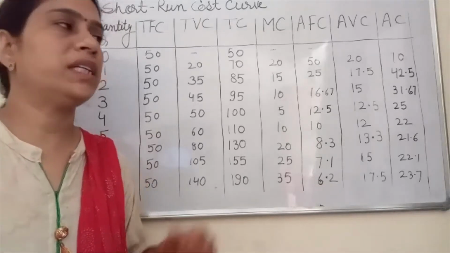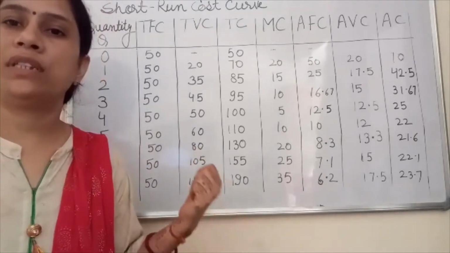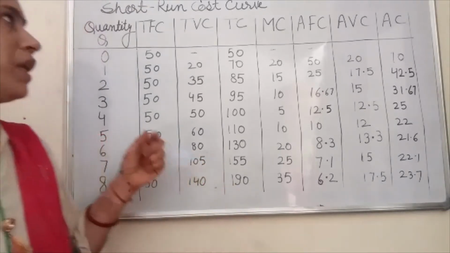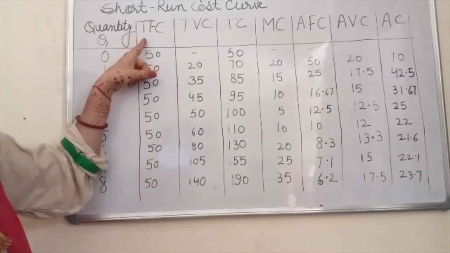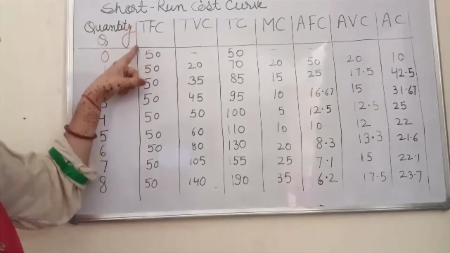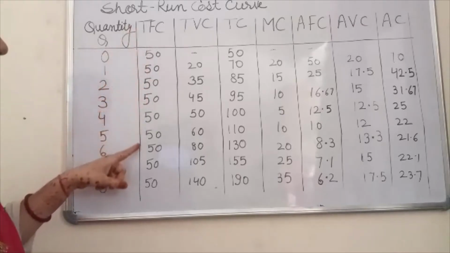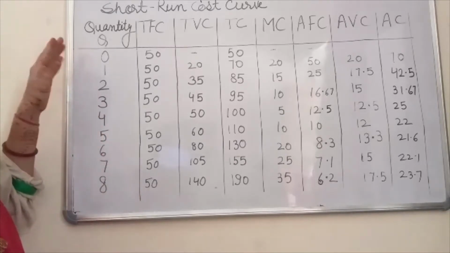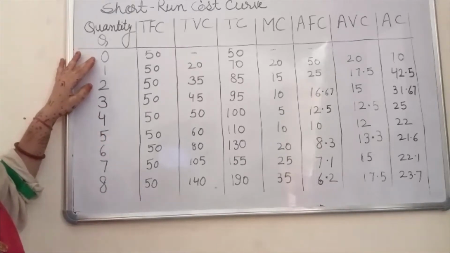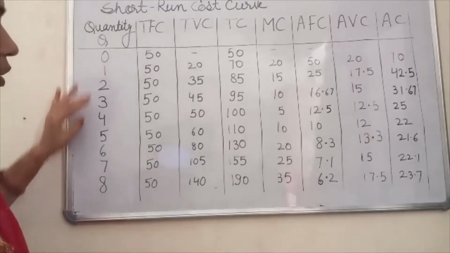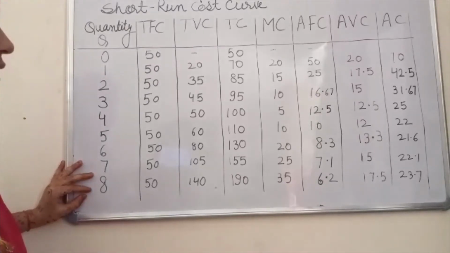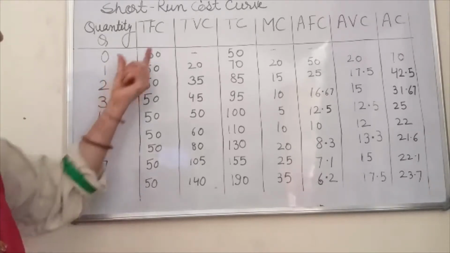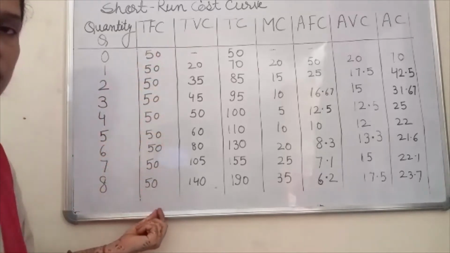So first of all, there is a schedule. As you are able to see, we will understand these concepts with help of table. First we will see total fixed cost. As you are able to see, on different production levels the total fixed cost remains constant. Whether the production level is 0 or 8, total fixed cost remains same, it is 50. So it is a special type of cost.